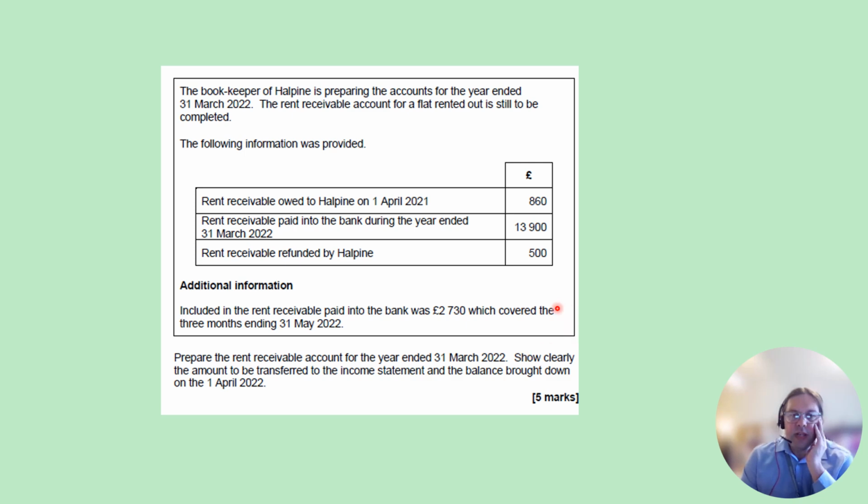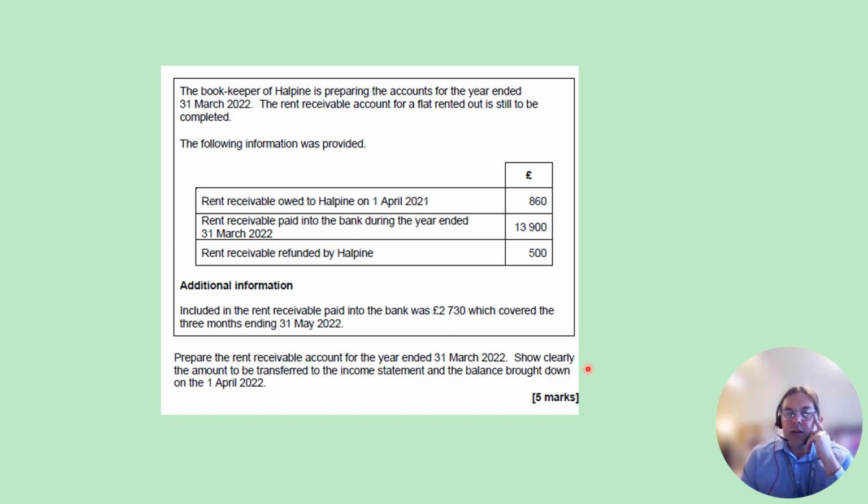Included is £2,730, which covers the 3 months ending the 31st of May 2022. So we are at the 31st of March 2022. If we look at it, we've got March, April, May. So 2 months of that 2,730 relates to next year. So we have a prepayment to the equivalent of 2 months. So that is £1,820, which means we have a closing prepayment.